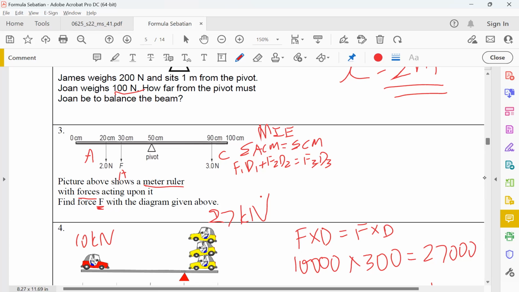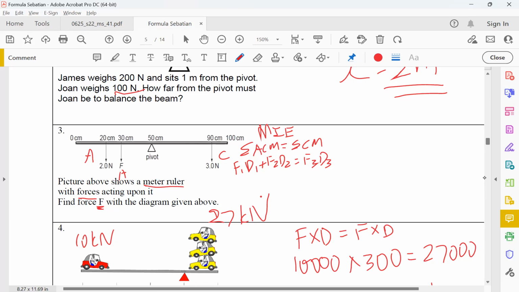You know what? Why? The 20 cm, I didn't count the 20 to 50. I count 20 to 50. Sorry, that's wrong. That's a very common mistake. Good. But yeah, the answer is going to be 3 newtons. Why is it going to be 3 newtons, guys?